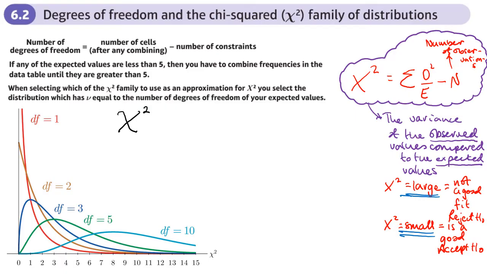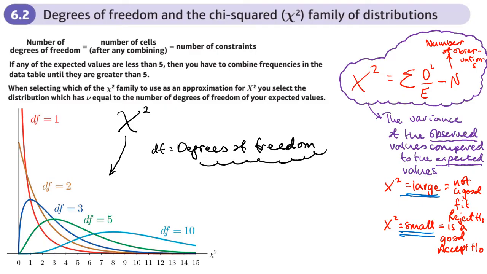Chi-squared is what we call a family of distributions, and in this little graph below you can see lots of different curves drawn. They're all chi-squared distributions, and they're all slightly different. It says df equals different numbers, and df stands for degrees of freedom. If we have a different value for our degrees of freedom, which we'll talk about in a moment, you'll get a different shaped graph.